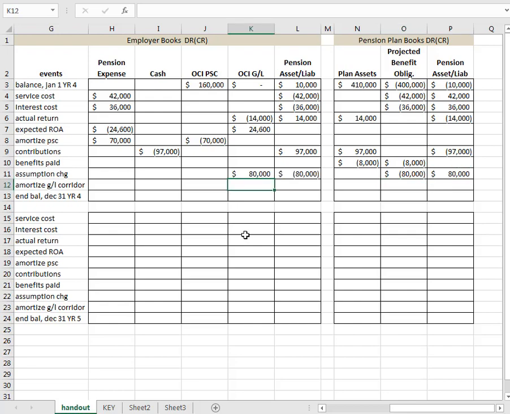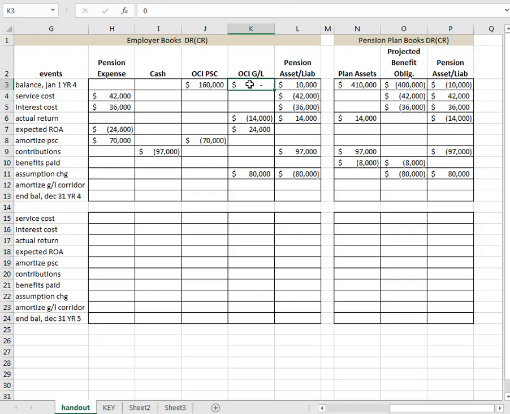And then there can't be a corridor effect for year 4. Why not? Because the beginning OCI gain or loss is 0. The corridor test is done against the beginning gain or loss to see if that balance has gotten so large that it's larger than the bigger of 10% of the plan assets or plan liabilities. Well, the plan assets and plan liabilities are in the 400,000 range, so 10% of that would be 40,000. Well, 0 is nowhere near 40,000.